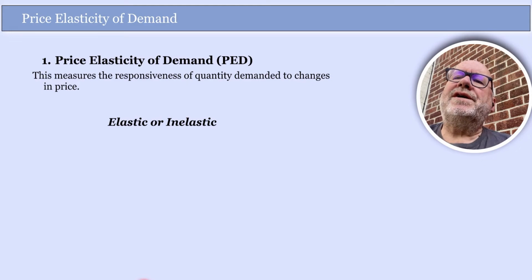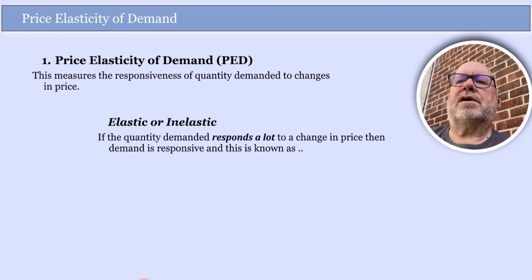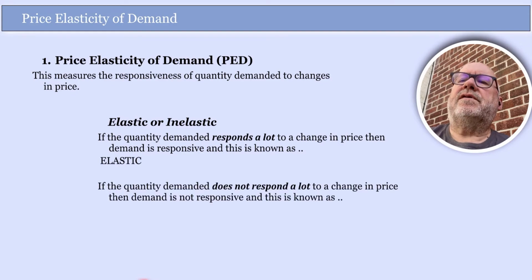And we either call it elastic or inelastic. So just think of an elastic band. Elastic means it's very responsive, it can expand a lot. Inelastic means it can't, and it doesn't expand very much. That's the idea behind those two. So if the quantity demanded responds a lot to any change in the price, demand is responsive, and we call it elastic. Okay. If the quantity demanded does not respond a lot to a change in price, then it's known as inelastic.